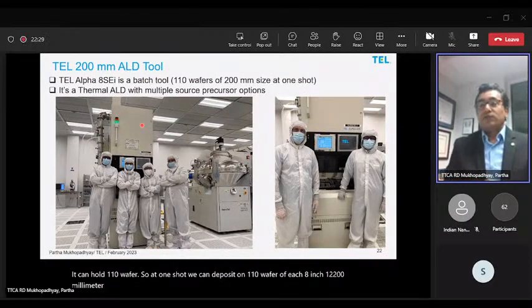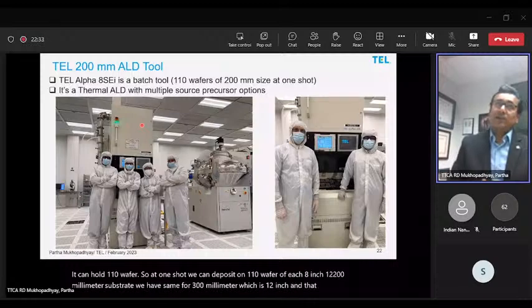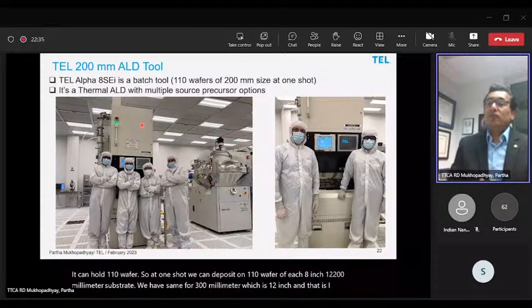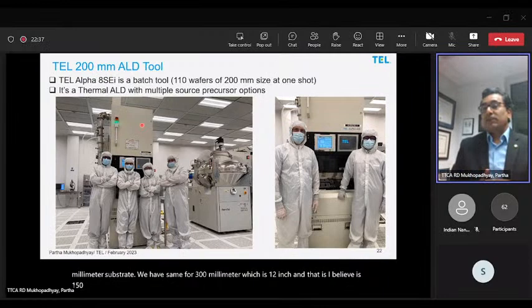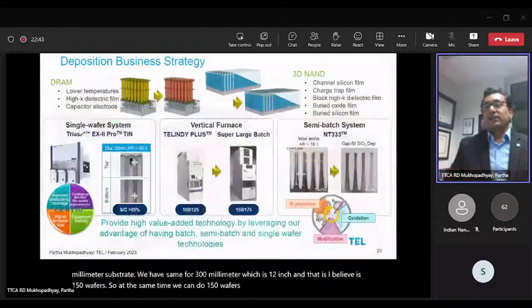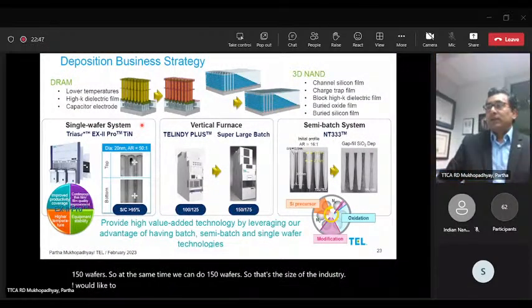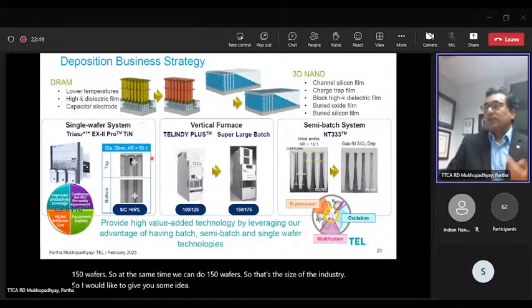We have the same for 300 millimeter, which is 12-inch, and I believe that is 150 wafers. So at the same time, we can do 150 wafers. That's the size of the industry. I would like to give you some idea.